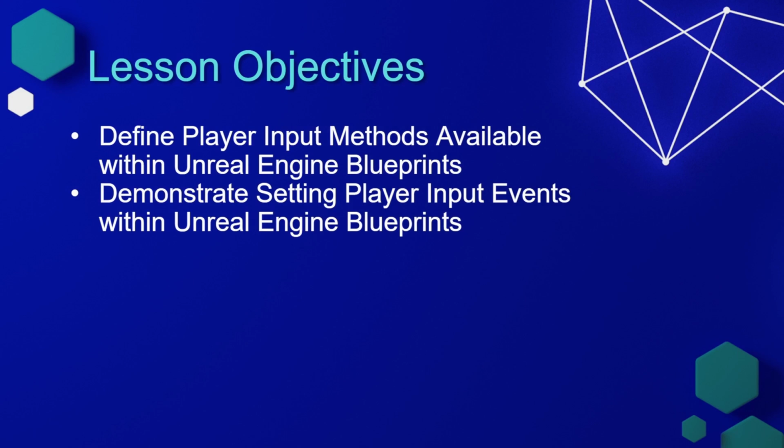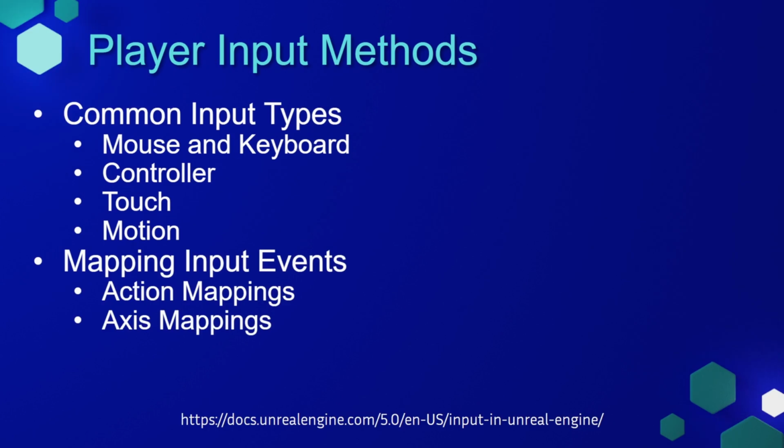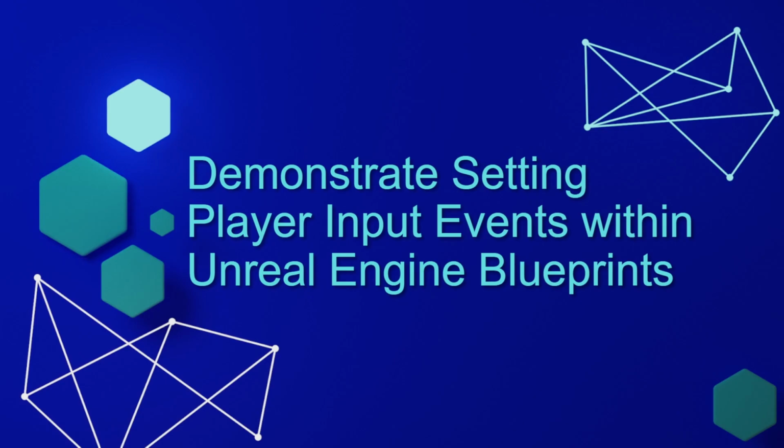The objectives for this lesson are to define player input methods available within Unreal Engine Blueprints and demonstrate setting player input events with Unreal Engine Blueprints. Unreal Engine has the ability to process a lot of common inputs already built into it. Some common types are mouse and keyboard, a controller, touch for things like mobile games, and motion for things like VR or also mobile games. In Unreal Engine, these things are broken up into two basic categories of input events called action mappings and axis mappings. Let's go back to Unreal Engine and demonstrate setting up some player input events.